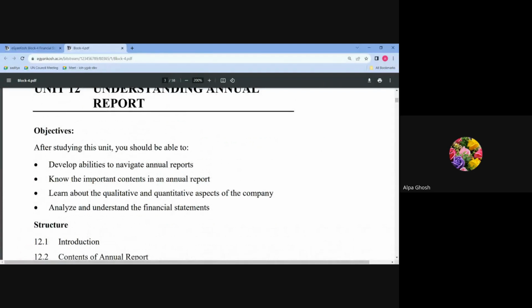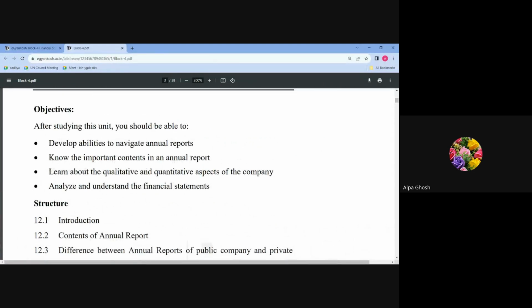So what we are going to focus on, we want to first navigate the annual reports, means we want to deeply study the annual reports. Then what are the contents in the annual reports? Now I think we all know what is annual report. We all are at least working, or we have studied previously also. Do you know what is annual report? Say yes or no. No. Okay.